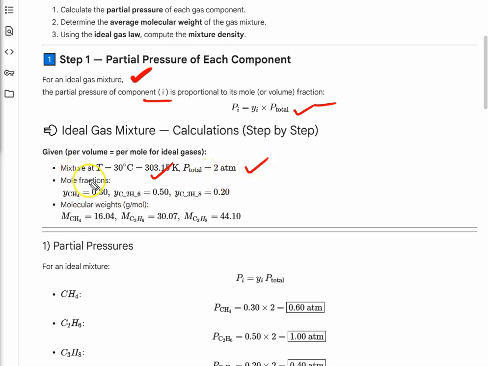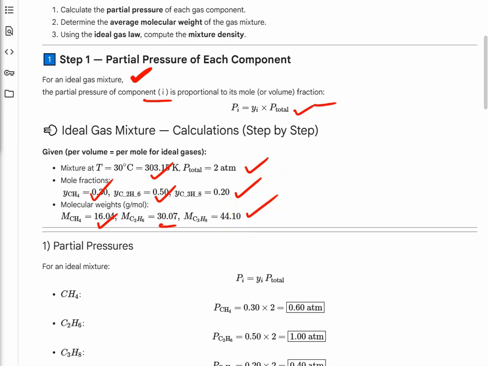Now for the mole fraction, since the volume percent is given in the problem, and volume percent is equal to mole percent, I can easily write the mole fractions. Methane mole fraction is 0.3, ethane mole fraction is 0.5 and propane mole fraction is 0.2. The molecular weight of methane is 16.04, ethane molecular weight is 30.07 and propane molecular weight is 44.10.